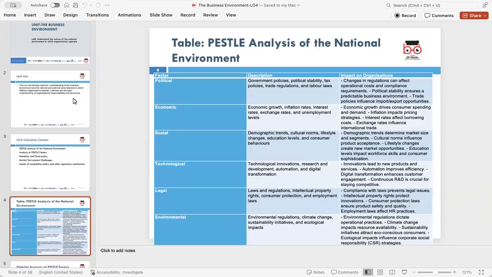PESTLE analysis on the national environment. PESTLE analysis is a strategic framework used to understand external factors that can impact organizations. So this analysis examines political, economic, social, technological, legal, and environmental factors. Each factor plays a significant role in shaping the business landscape and influencing organizational decisions.